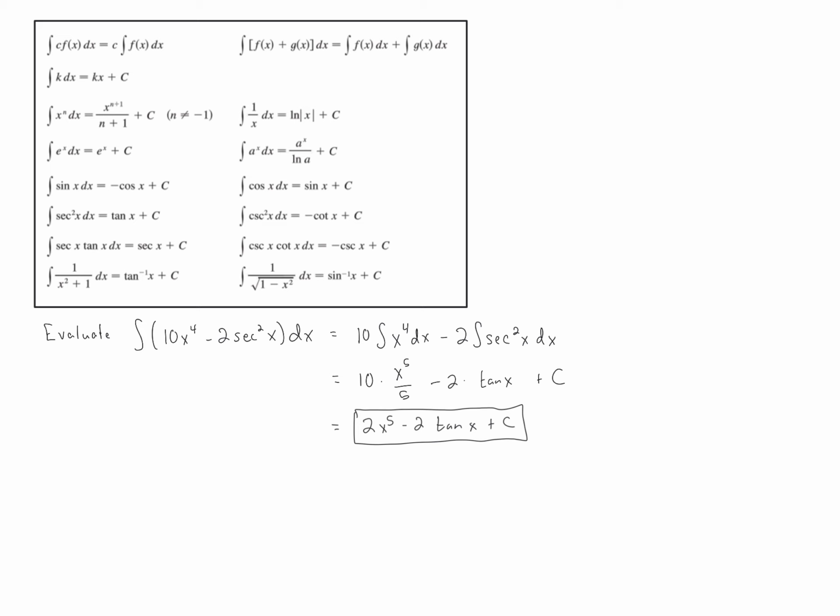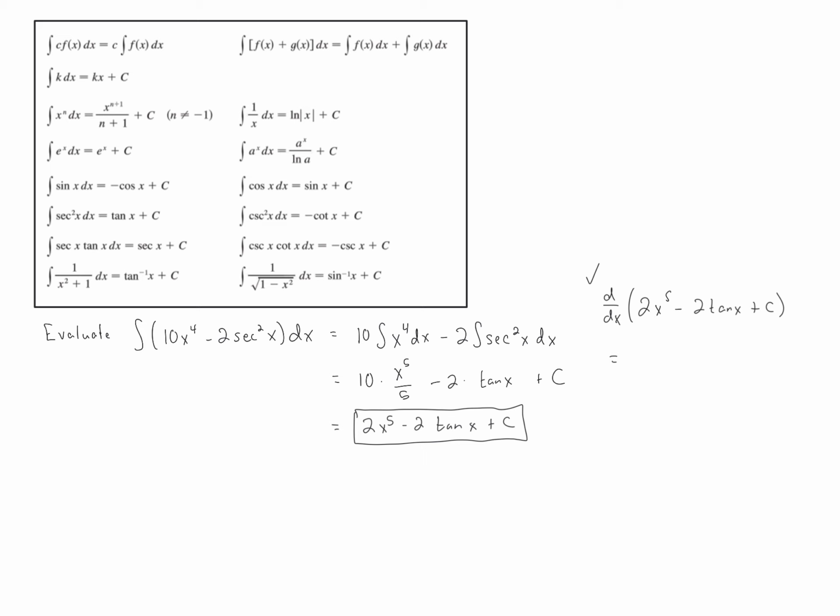Now, an interesting question is, how do we know that this is correct? Is there any way to check our work and see whether or not we made a mistake? And the way to check an integral is by taking the derivative, because those are opposite operations. So what we can do if we want to check is take the derivative d over dx of what we have, 2x to the fifth minus 2 tangent x plus a constant. And we can differentiate each of those terms separately.